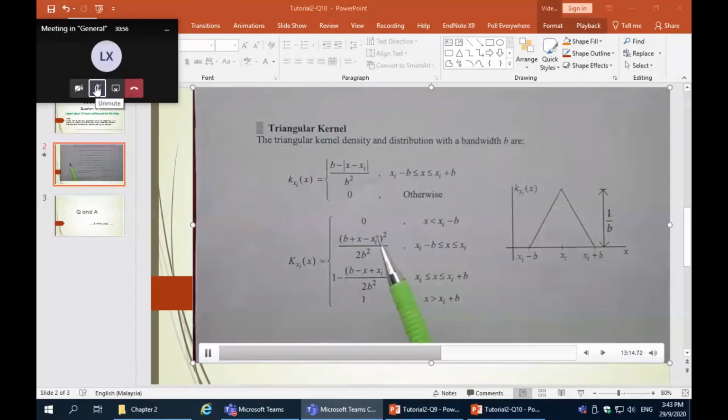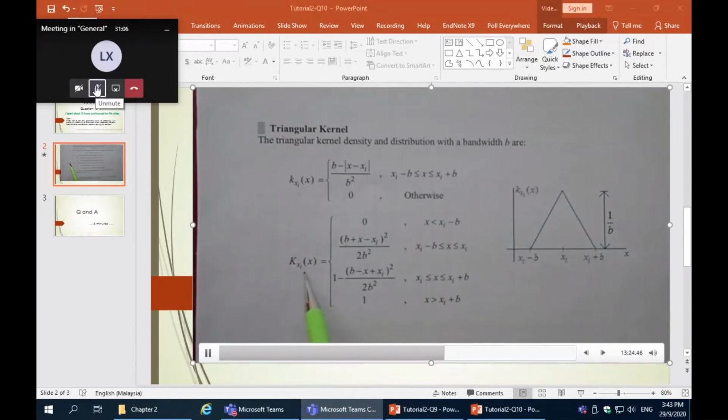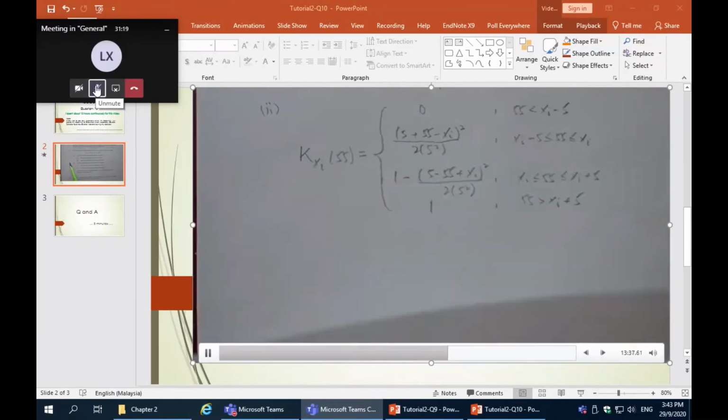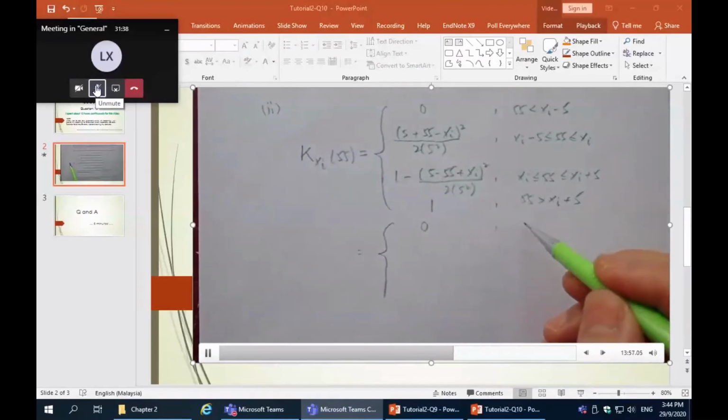Part 2. For the kernel distribution at 55, we have to use this formula to calculate. That means we have to substitute the x value, which is 55, and the b, which is 5, inside here, and also the interval, to get the kernel distribution at 55. We will have the following piecewise function, where I substitute x is 55 and the bandwidth b is 5 into here, and also the interval. Next I'm going to simplify these piecewise functions, which will give me 0 when xi is more than 60.